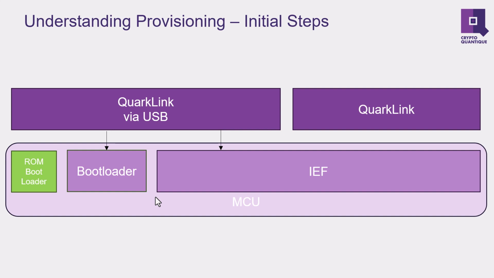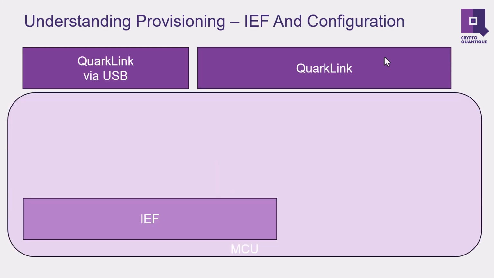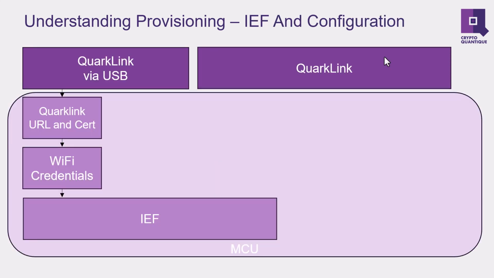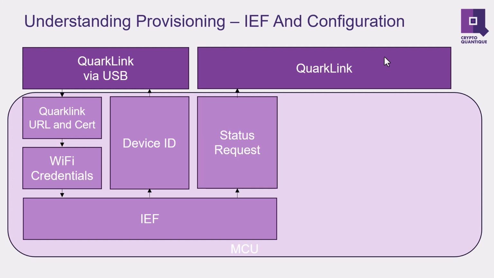As secure boot is enabled, the IEF image is verified before it's executed. We download the Wi-Fi credentials, the QuarkLink URL and root certificate to the device. These are saved in encrypted NVS. The IEF then sends a unique device ID hashed with the enrollment key pair to the QuarkLink, which is then added to the batch. The IEF will then connect to the Wi-Fi network using the credentials we loaded and reach out to QuarkLink, where the device identity is attested before sending a status request.